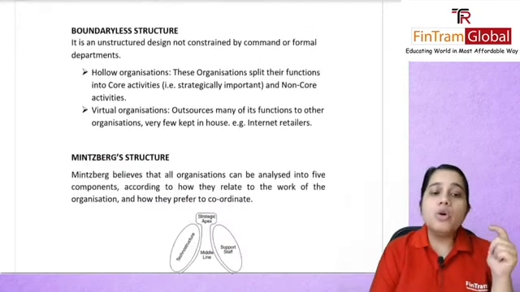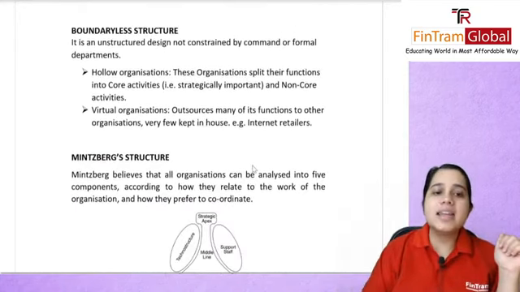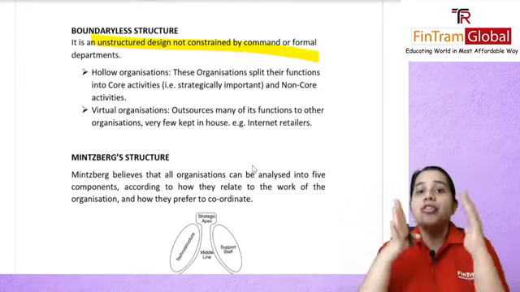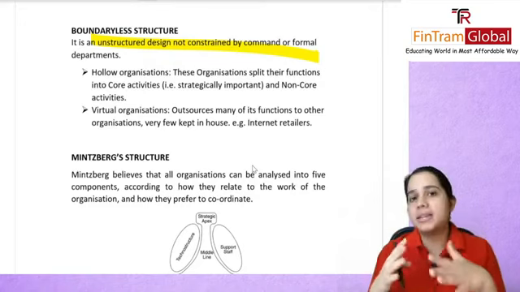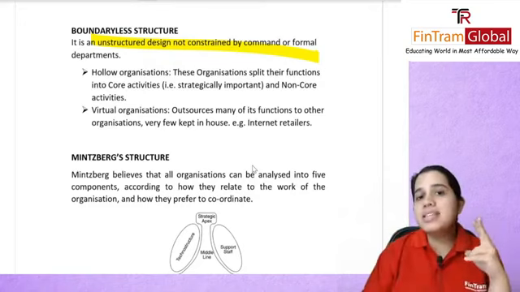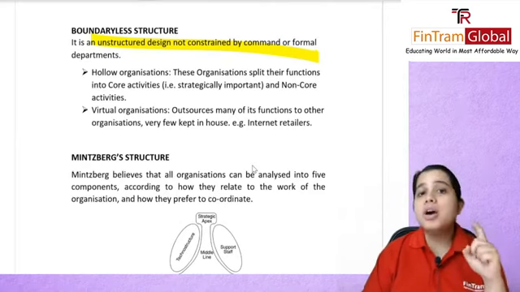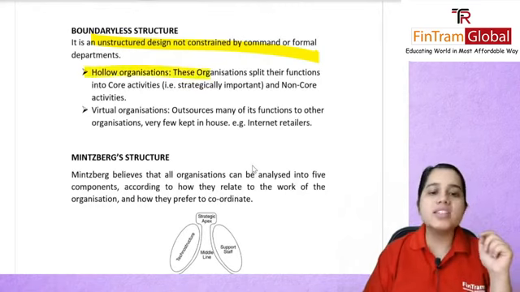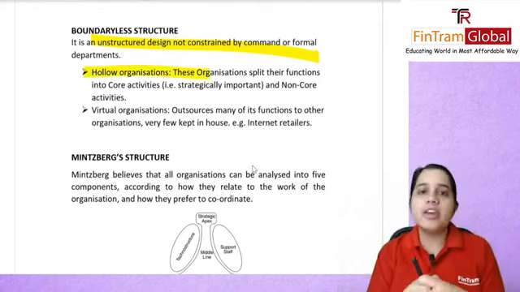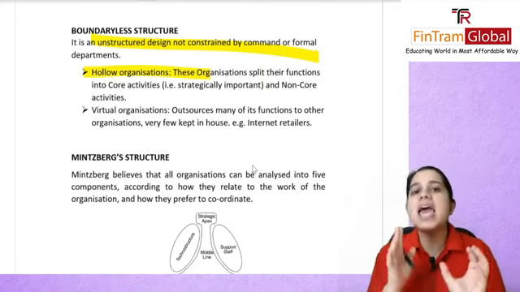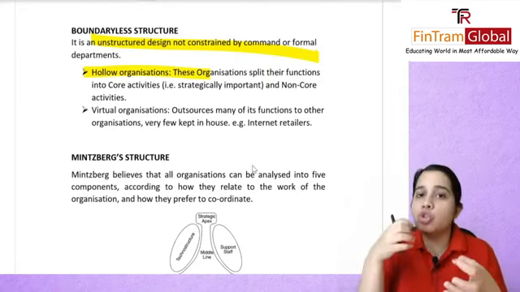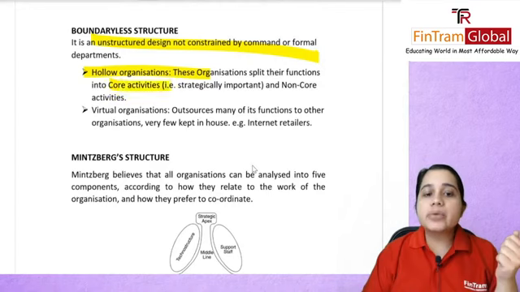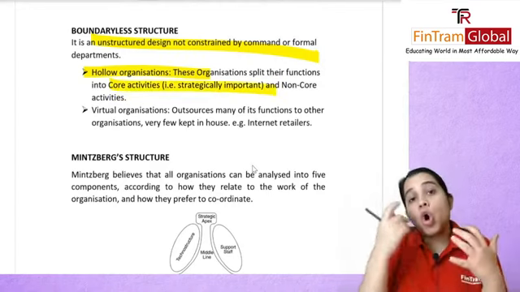Then we also talked about boundaryless structure. Now, it is an unstructured design that is not really constrained by any sort of fixed form; this will come under that. It's boundaryless. Here we talked about two types of organization, if you remember. We had discussed hollow organizations and virtual organizations. So hollow organizations, what did they do? They split their functions into their core activities and non-core activities. These non-core activities are something that they would probably outsource. Your core activities are strategically important, and then you have your non-core activities.